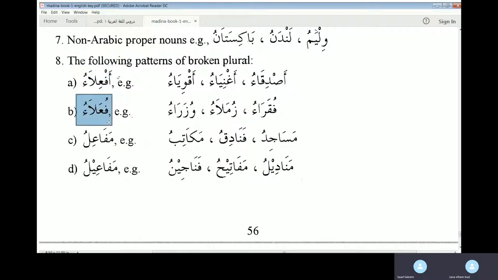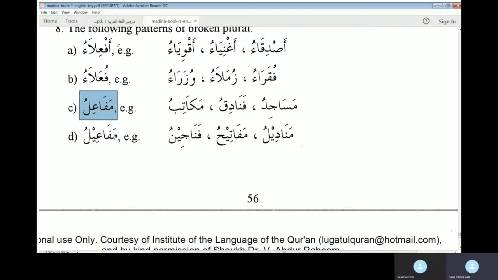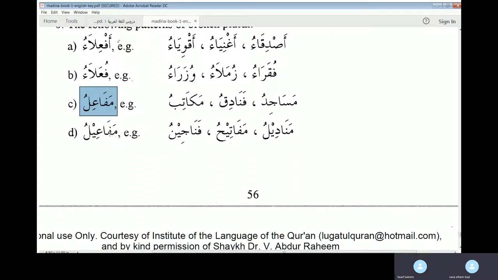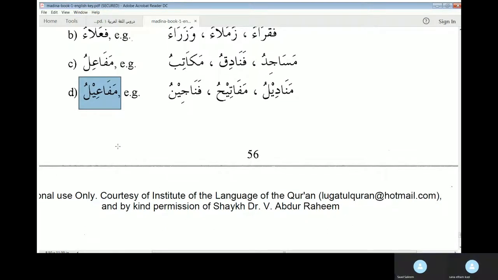Second is following the pattern of fu'alau. For example, fuqarau, zumalau, and wuzara'u. And then mafa'ilu, showing the pattern of mafa'ilu. For example, masajidu, fanadiku, makatibu. And then the last one would be following the pattern of mafa'ilu. For example, manadilu, mafatihu, fanajinu.